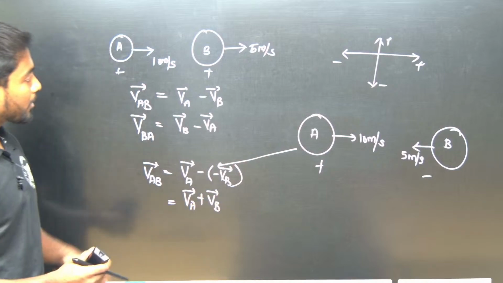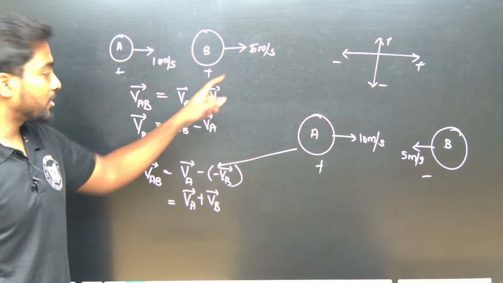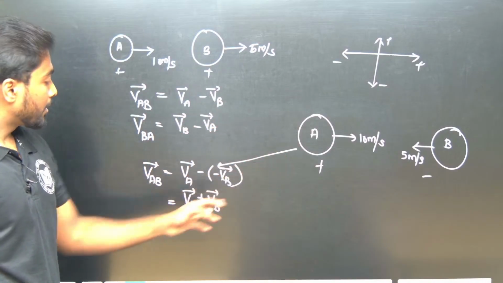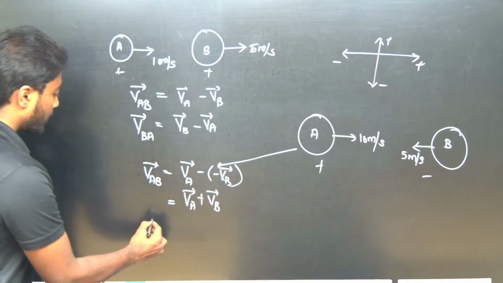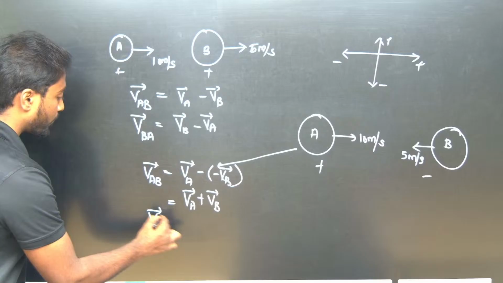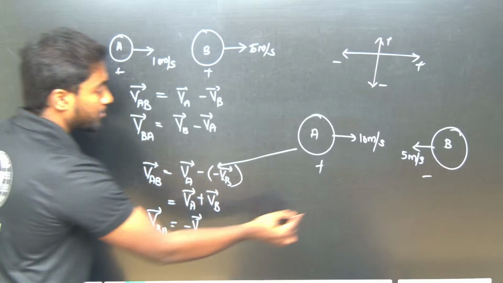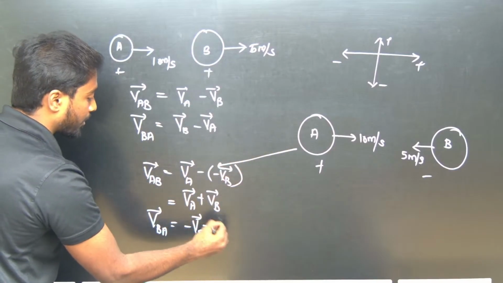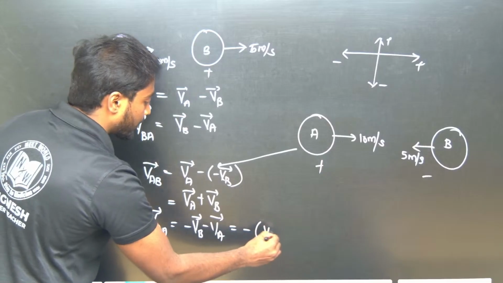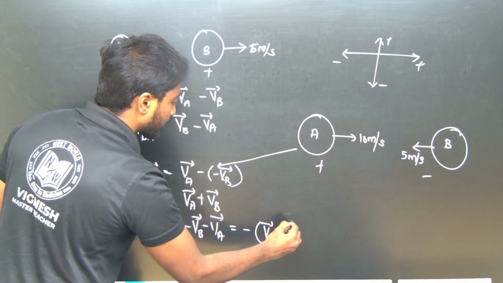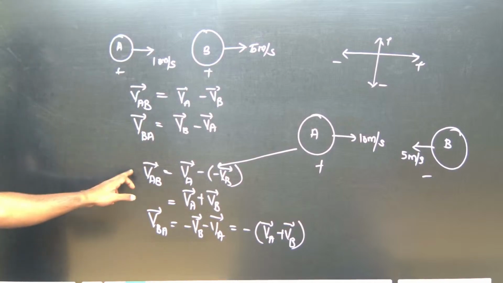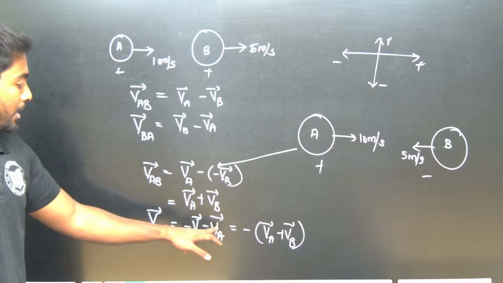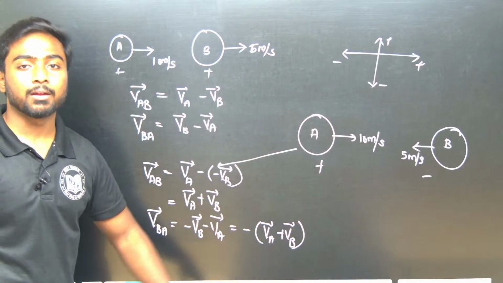If you notice here, if I am going in the same direction, VA minus VB comes. If I am coming in the opposite direction, VA plus VB. Now velocity of B with respect to A, how will we write? Minus VB, because it is in the negative direction, minus VA is positive, so VA. So I will write minus of VA plus VB. So velocity of A with respect to B is velocity of A plus velocity of B, whereas velocity of B with respect to A is minus of velocity of A plus velocity of B.